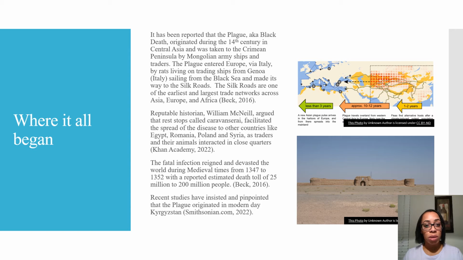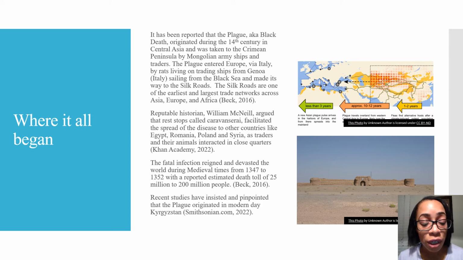Now, the Silk Roads are one of the earliest and largest trade networks across Asia, Europe, and Africa. Now, a reputable historian, William McNeill, argued and proved that rest stops, which were called caravanserai back in medieval times, helped to facilitate the spread of disease to other countries like Egypt, Romania, Poland, and Syria, as traders and their animals interacted in these close quarters.